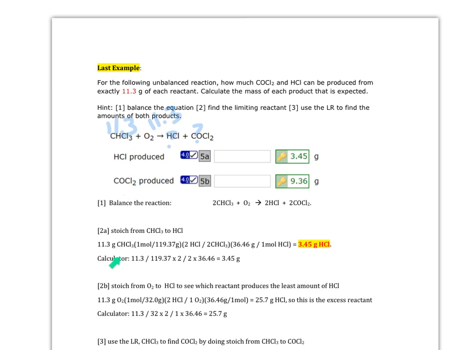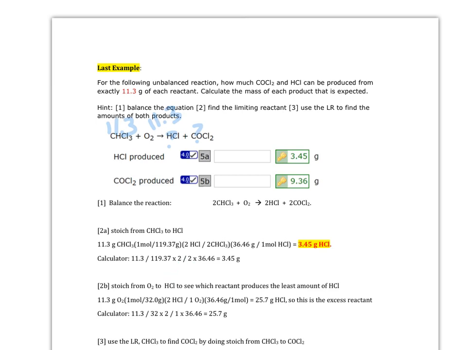So the stoich from the CHCl3, 11.3 grams, change grams to moles. Mole ratio, it's a 2 to 2, and then we'll do moles to grams of HCl, and we get 3.45. Calculate 11.3 divided by 119.37 times 2 divided by 2 times 36.46.